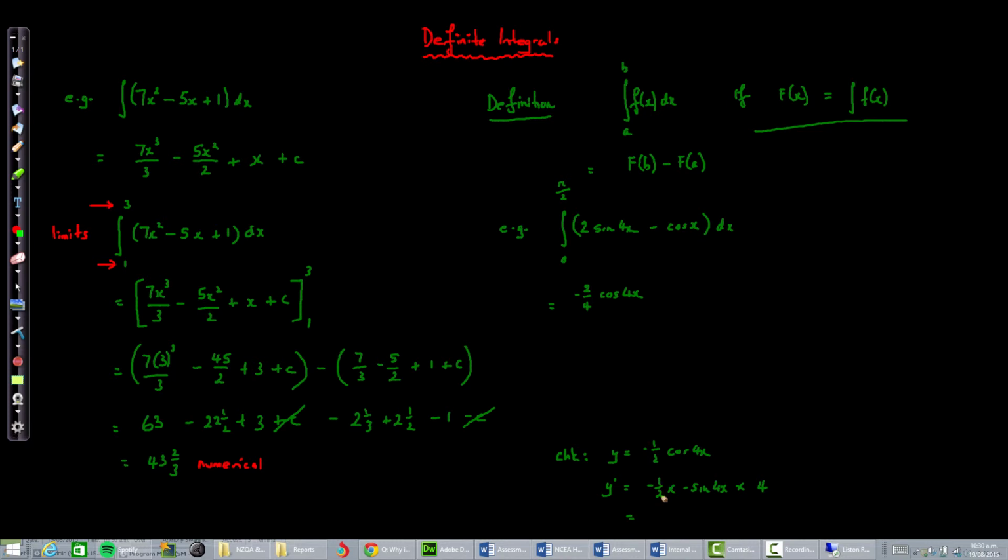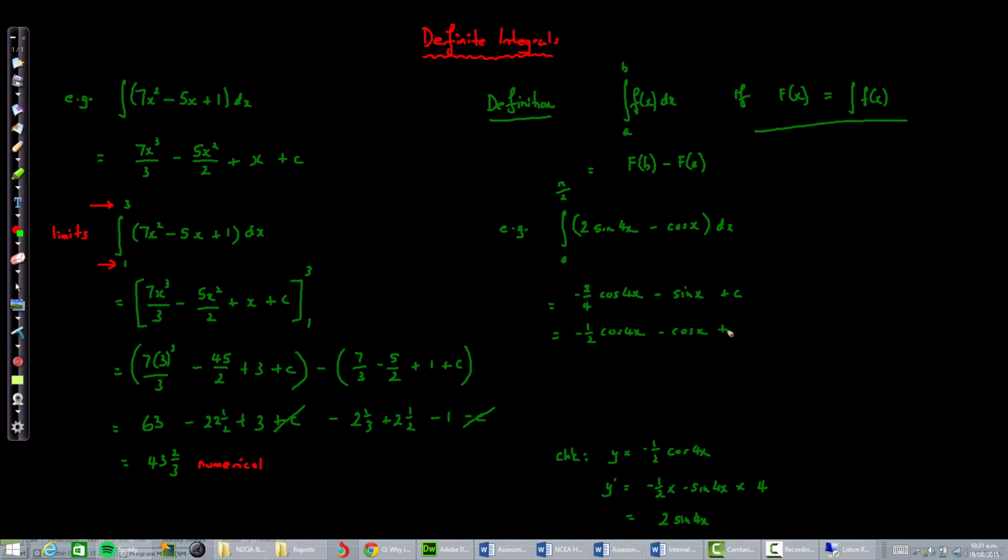Let's tidy this up. Negative a half times negative is positive a half. Half times 4 is 2. So 2 sine 4x, and that's what we started with, so this is the correct integral. We've also got the integral of minus cosine. The integral of cosine is sine, so this should be minus sine plus c. Check the derivative of this if you like, but you will get negative cosine.